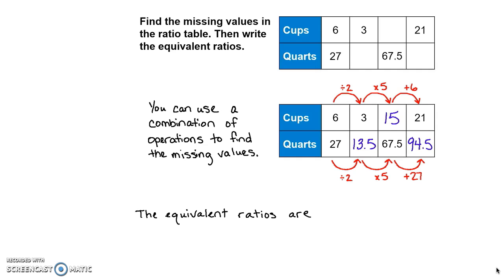So the equivalent ratios are 6 to 27, 3 to 13 and 5/10, 15 to 67 and 5/10, and 21 to 94 and 5/10.